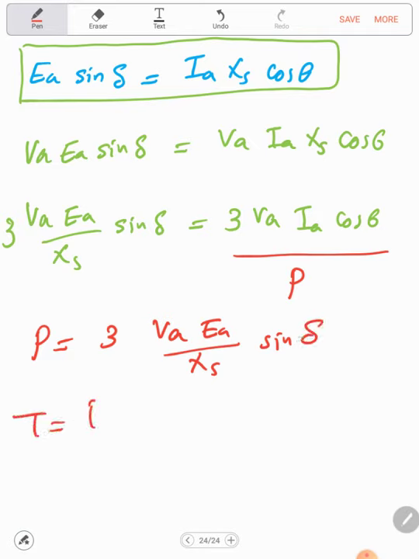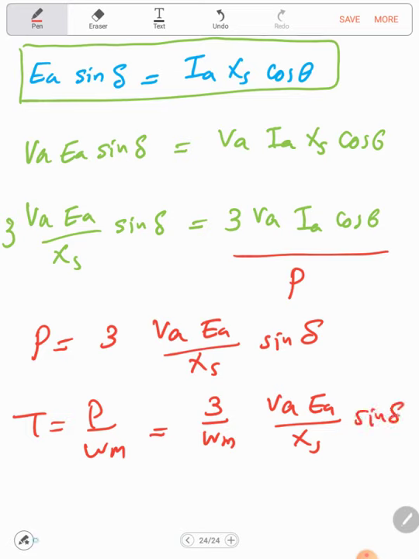Now the torque will equal the power over omega m. So this will equal 3 over omega m, VA EA over XS, sine delta, and those are all in magnitude. So this is magnitude, magnitude, and magnitude. This is the torque for the synchronous machine, and to be specific, this is for a cylindrical machine where there's no double frequency of the rotor angle.